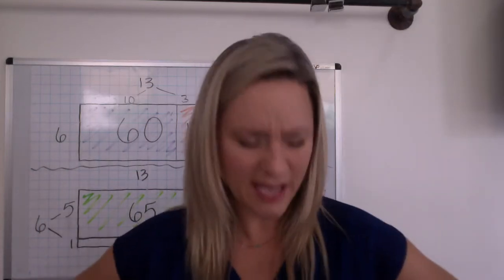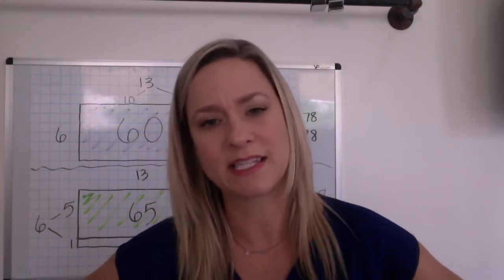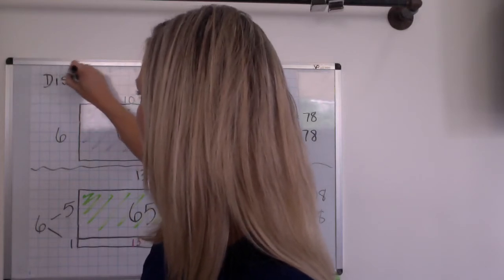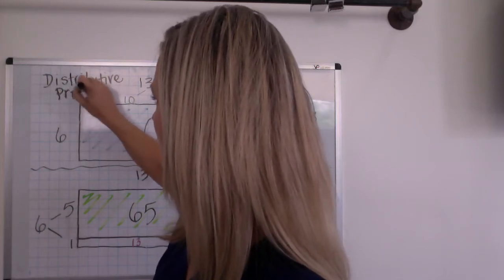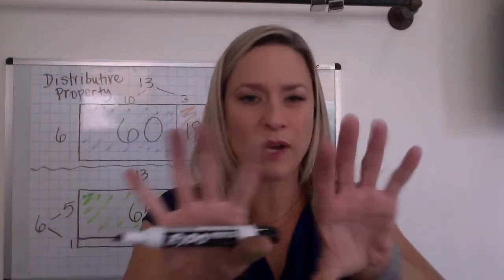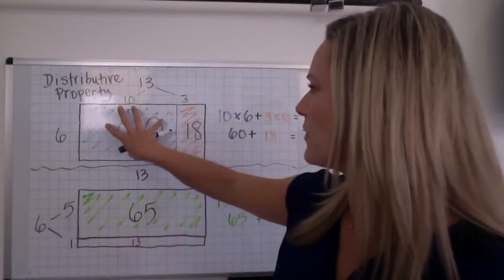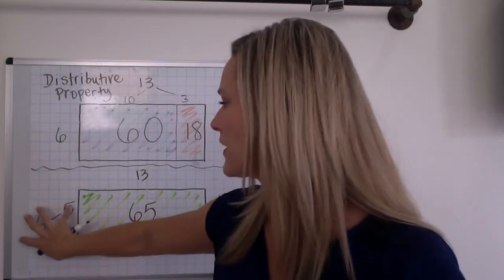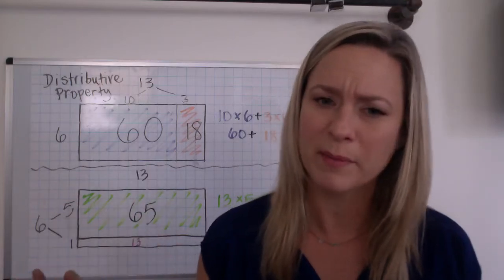So this is how many people solve in their head. They break apart a number and they multiply the smaller pieces. It's called the distributive property. Everybody say distributive property. Distributive property. That's when you break apart one of the factors and you pass it out, so in smaller pieces. So we broke apart the 13 here and we passed it out to the 6. And this time we broke apart the 6 and we passed it out to the 13. So that's called the distributive property.